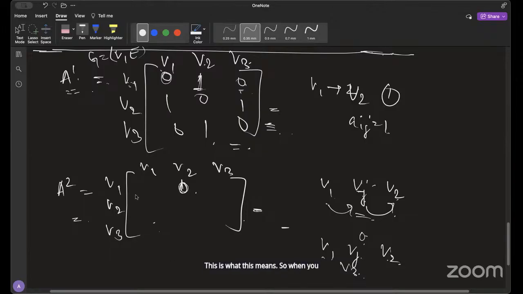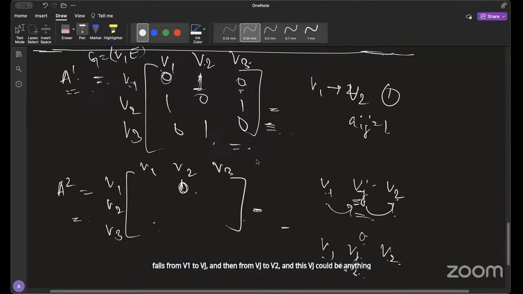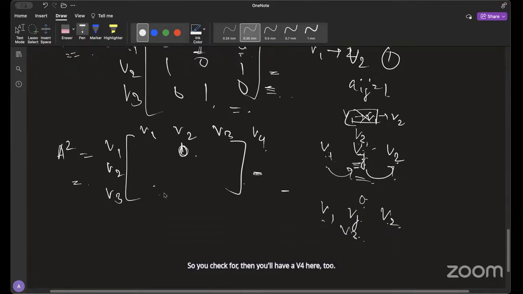So when you come here, you don't want a direct edge from V1 to V2 this time. What you want is a path from V1 to V2 such that there's only one vertex between them. First from V1 to Vj and then from Vj to V2. And this Vj could be anything, but in this particular example, it can just be V3. You can't have a V1 here because you can't repeat vertices. There's no point of saying V1 to V1 and then to V2, because we don't consider this at all, right? So we can only take V3 here. There's only one way. But if there was another vertex, say V4, then we can also take a V4 here. So you will check if there is.